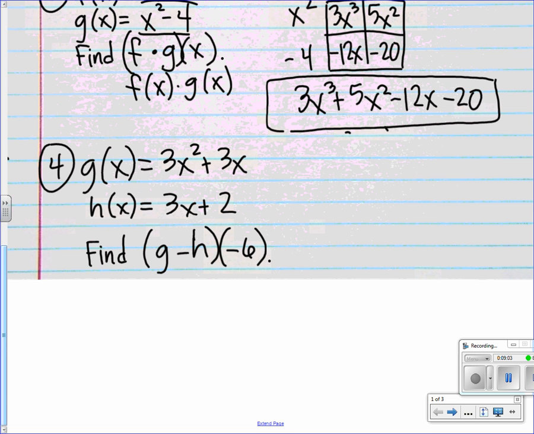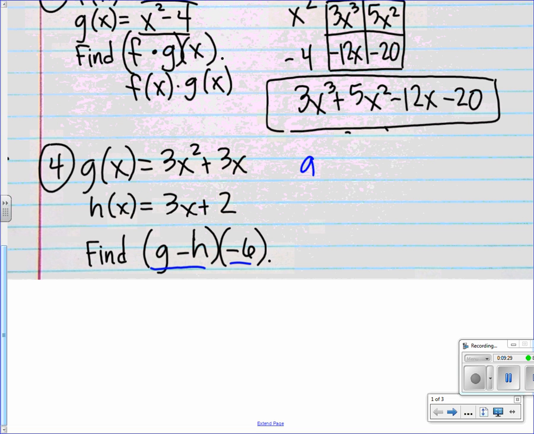No, this is not complicated. Because, look, all you have to do on this one is, instead of leaving x, you plug in a value for x. That's what this means. This means subtract the 2 functions and plug in negative 6 for x. That's what it's saying to do. Okay? So let's plug in negative 6 into each of the functions.